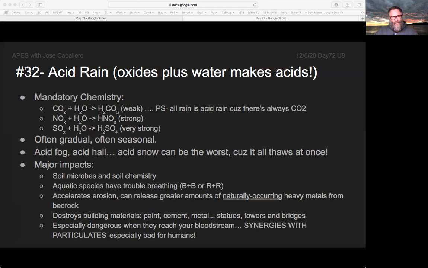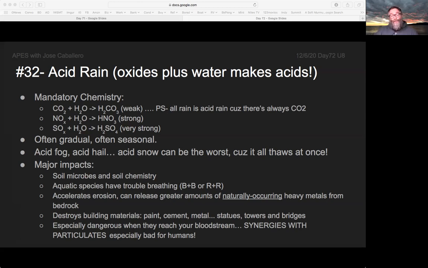You should know that it's not just rain. Acid fog is possible, acid hail. Acid snow is considered the worst, because it all thaws at once. So you could have a long winter of acid snow all piled up in the forest. And then in the spring, when that snow melts over a few weeks, you would get this giant flood of acids coming down the river.